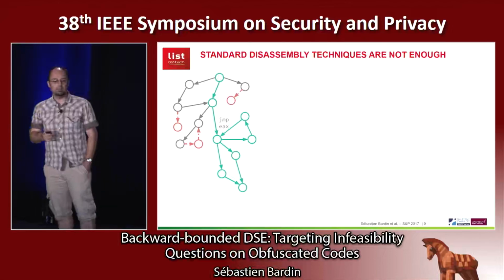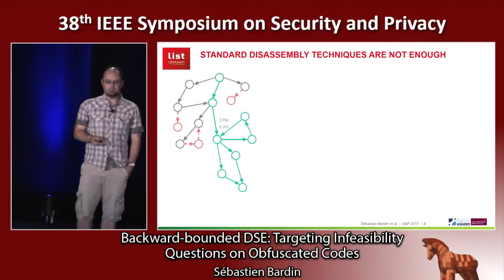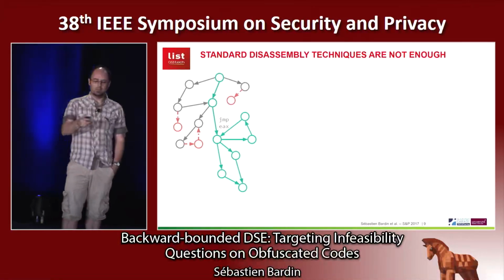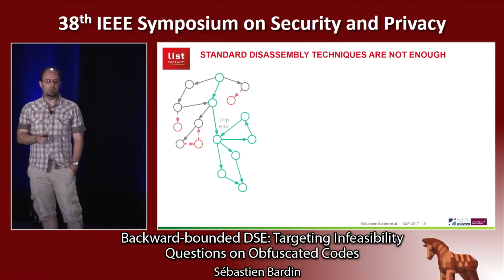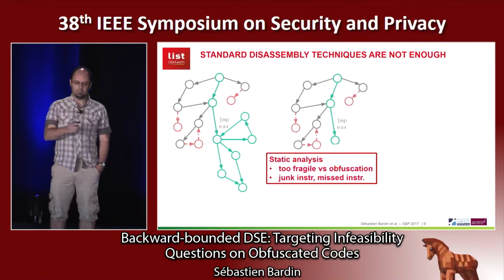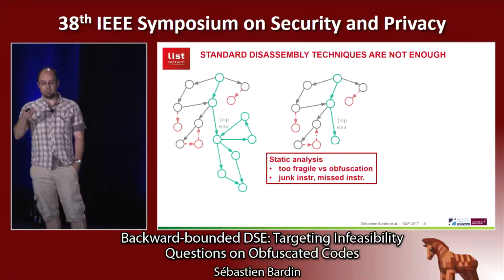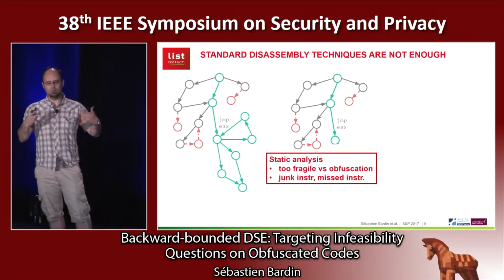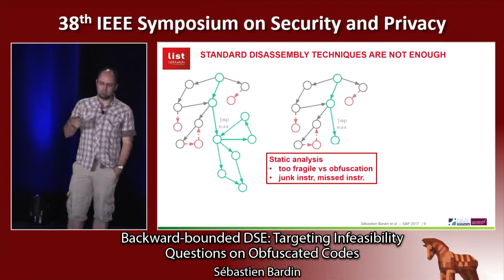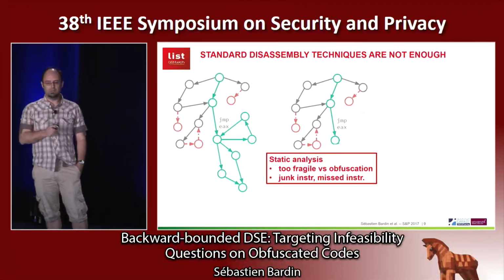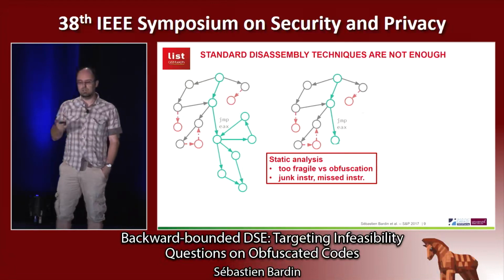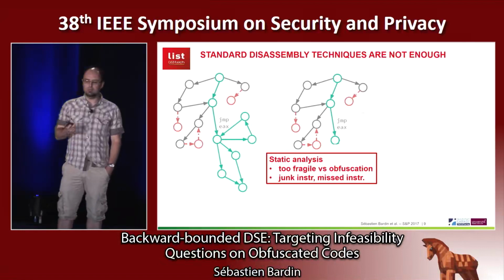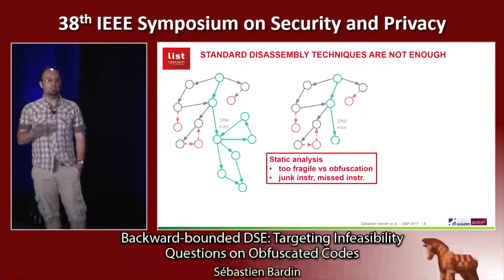So clearly, standard disassembly techniques are not enough. On this small graph, suppose that you have one dynamic jump, and suppose that the red circle represents some spurious code. If you use basic static disassembly, once you reach the dynamic jump you cannot go further, because you cannot find the dynamic targets if the jump is a little bit obfuscated. You can also be lured into going into the spurious code. Basically, static analysis is way too fragile versus obfuscation, especially once you have self-modification, encryption, and so on.